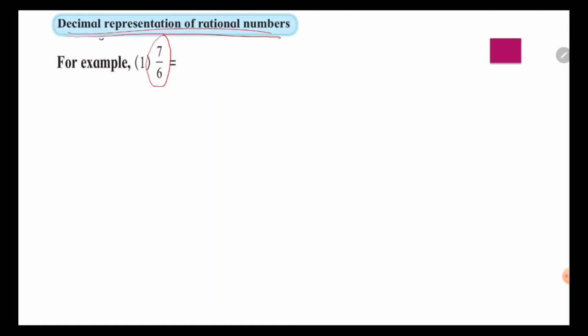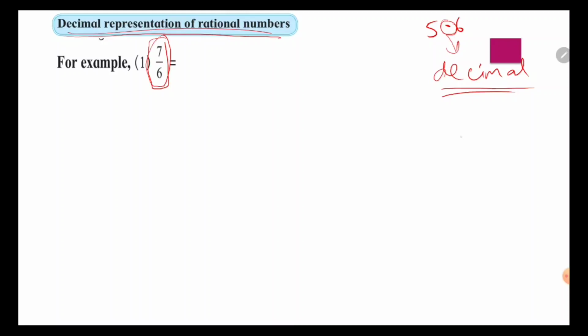Now what is a decimal? You all must know 5.6. If I write 5.6, then this point in between is known as what? A decimal. So we have to write 7/6 in decimal form. Now how will we write this?